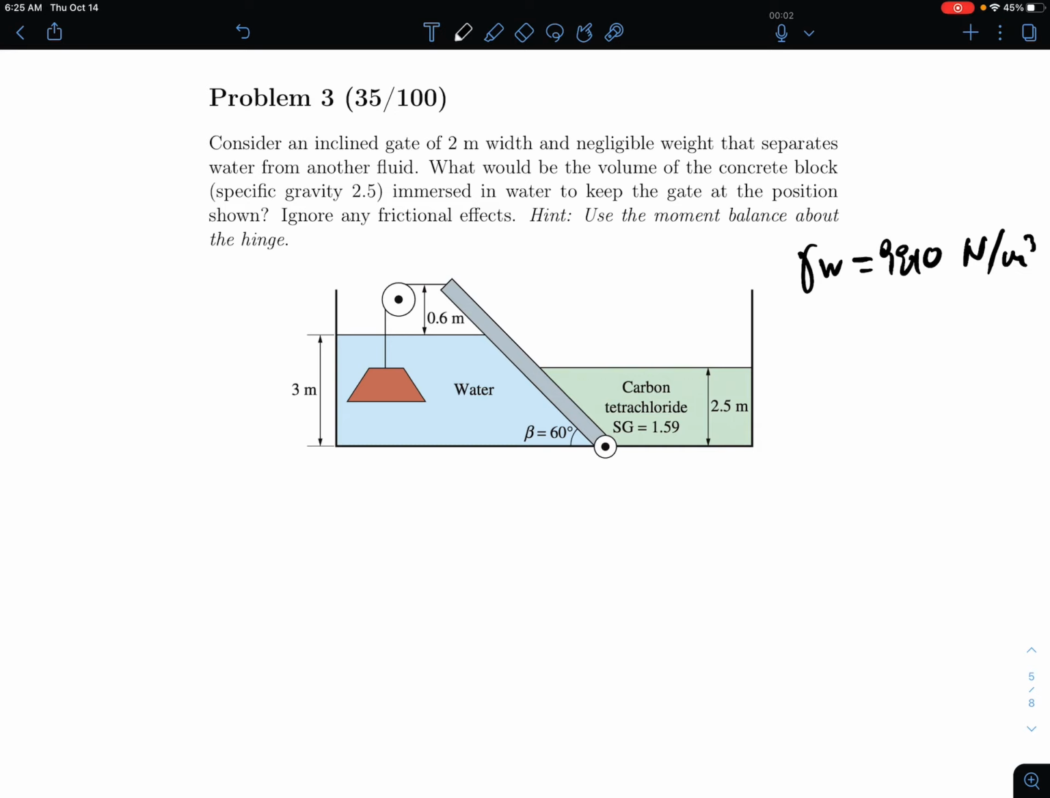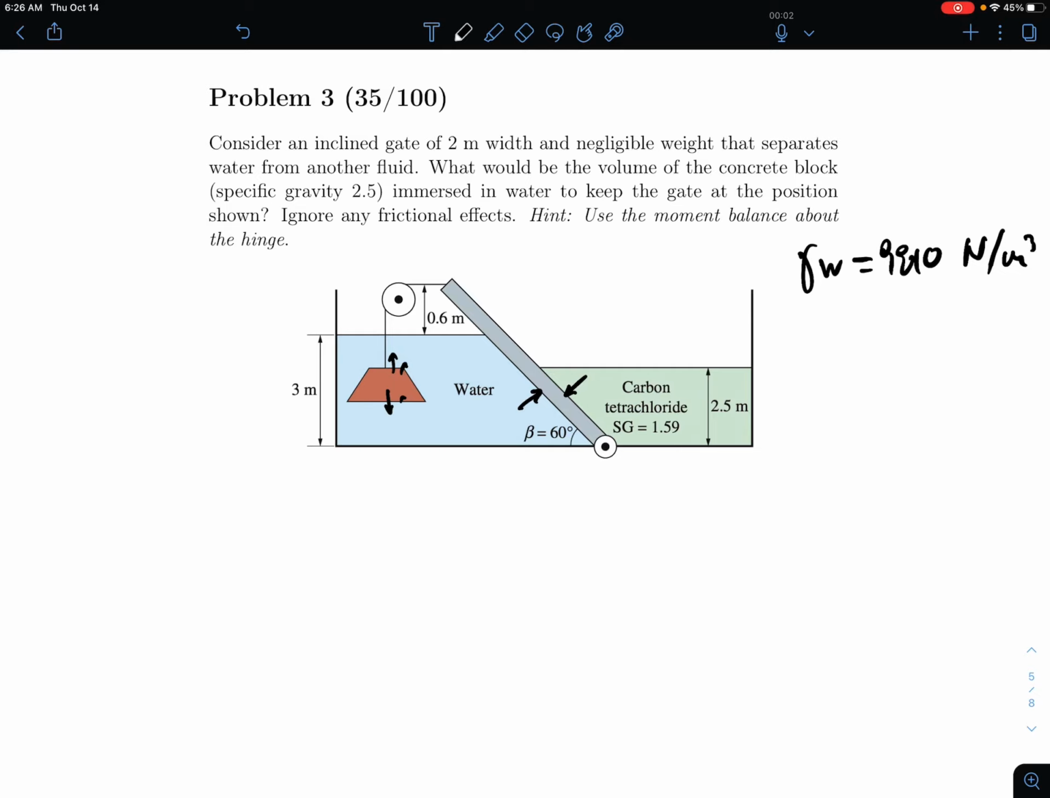And because we're going to take the moment balance about the hinge, we need the forces that are acting on the gate. First we've got the pressure force from water, the pressure force from the carbon tetrachloride, but then we also get the forces on the concrete block, which is its weight, but also the buoyant force. So we've got, in essence, 4 forces, or 3 if you just take the balance of these 2 forces.